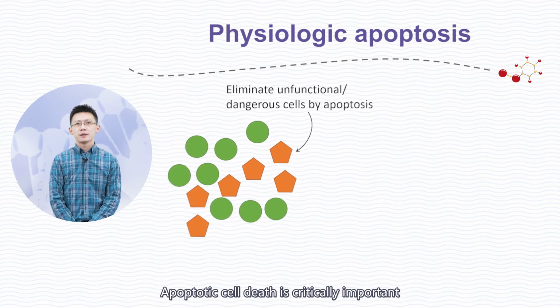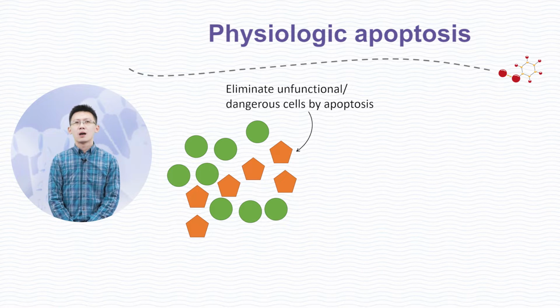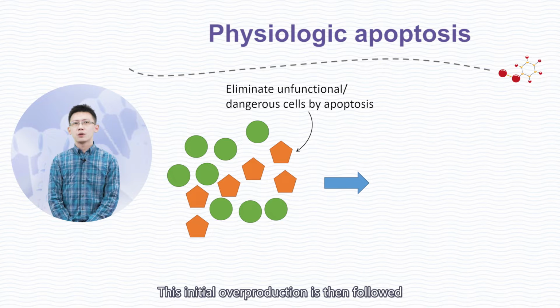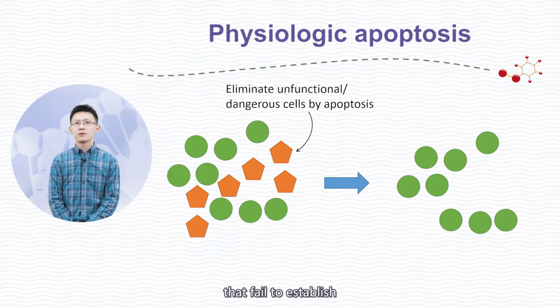Apoptotic cell death is critically important during various developmental processes. For example, both the nervous system and the immune system arise through overproduction of cells. This initial overproduction is then followed by the death of those cells that fail to establish functional synaptic connections or productive antigen specificities, respectively.